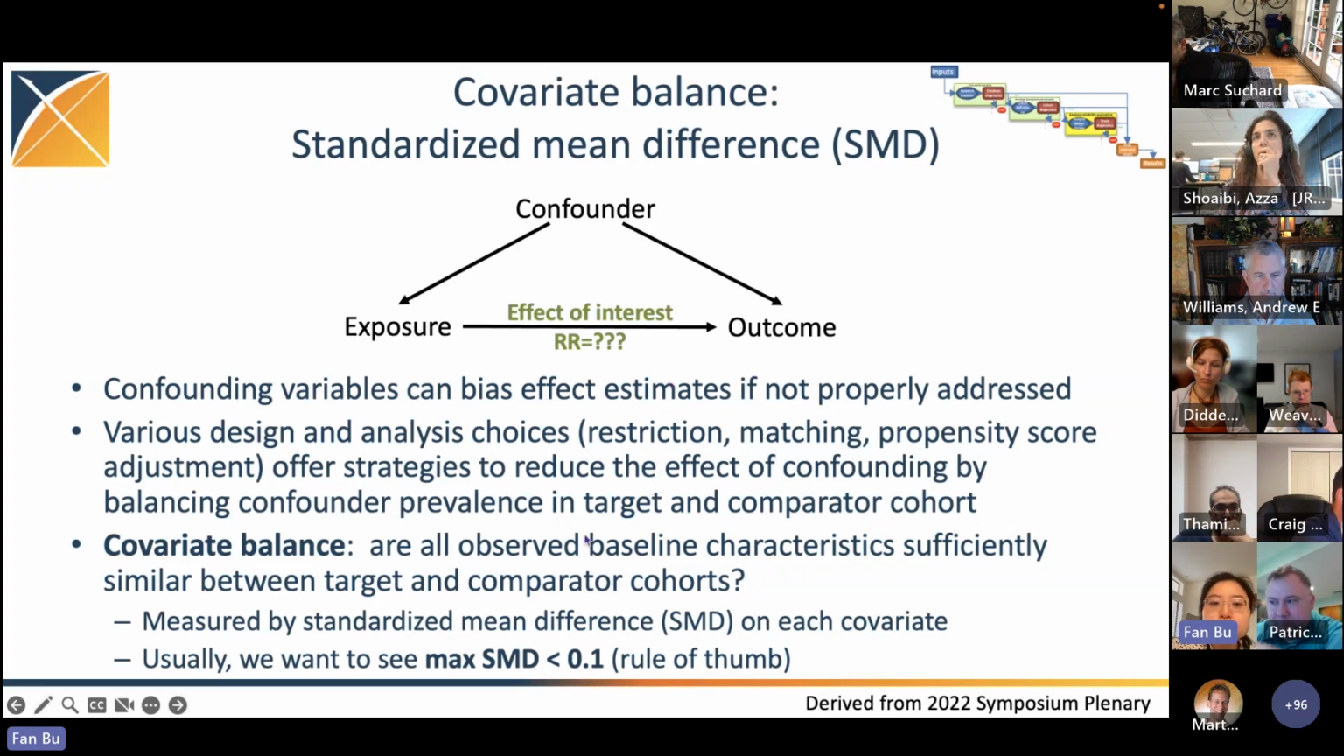And so after we have implemented certain strategies to reduce such a confounding effect, we want to check to see if after our adjustments, the two cohorts, the target and the comparator, are now similar enough. What we check here specifically is the standardized mean difference for each covariate between the target and comparator. Usually, across the literature, we want to see that the maximum of the standardized mean differences for all the covariates we care about is less than 0.1.